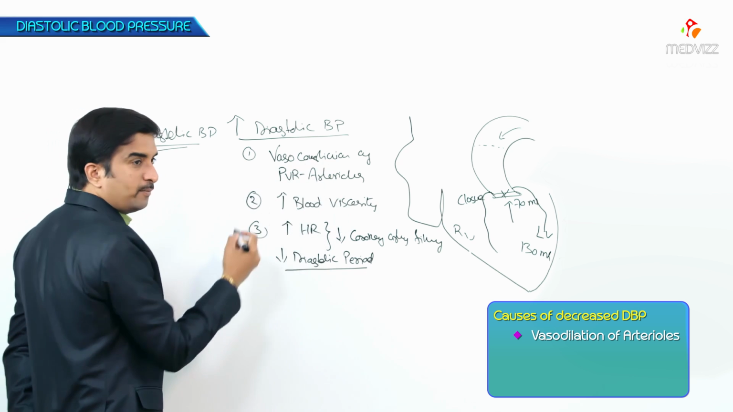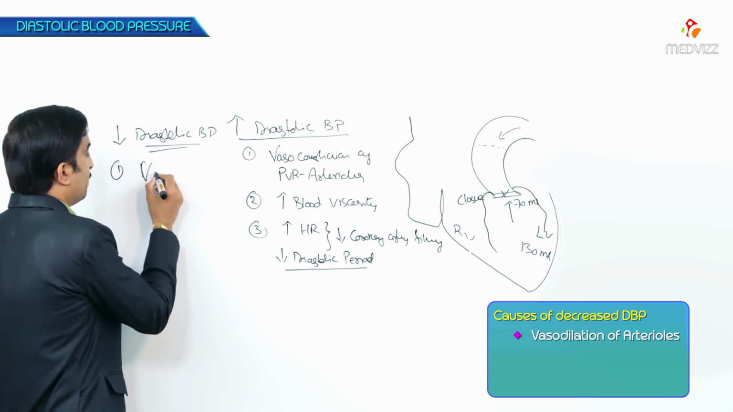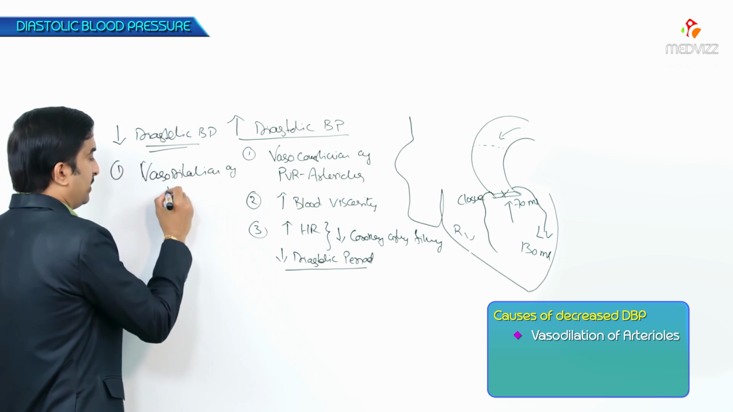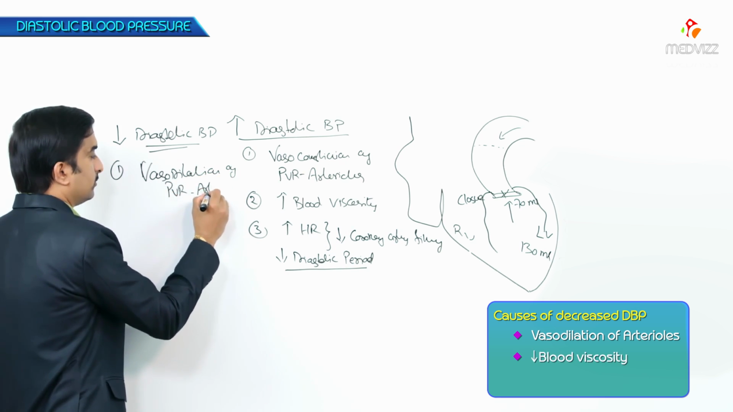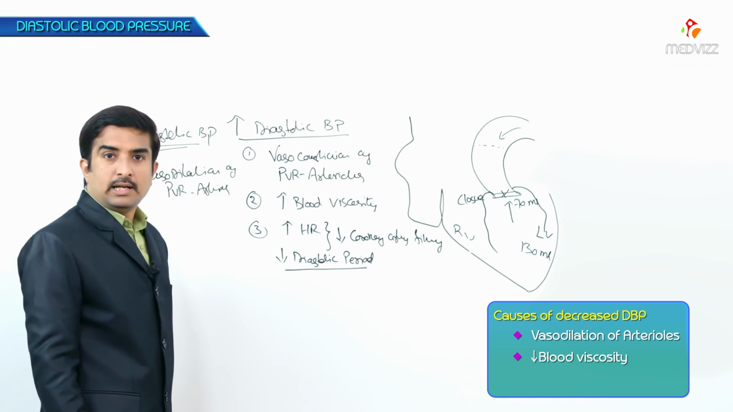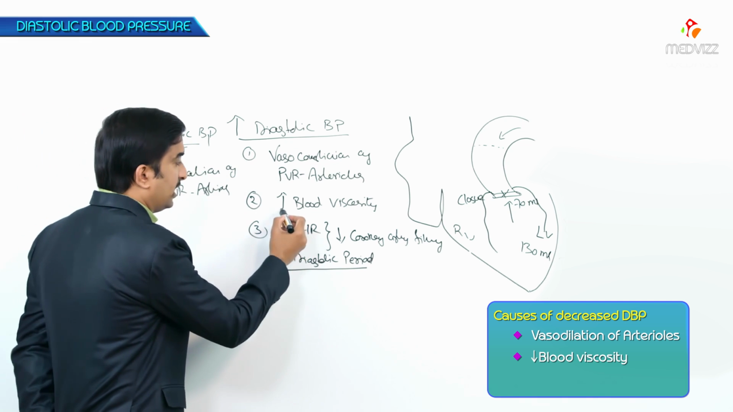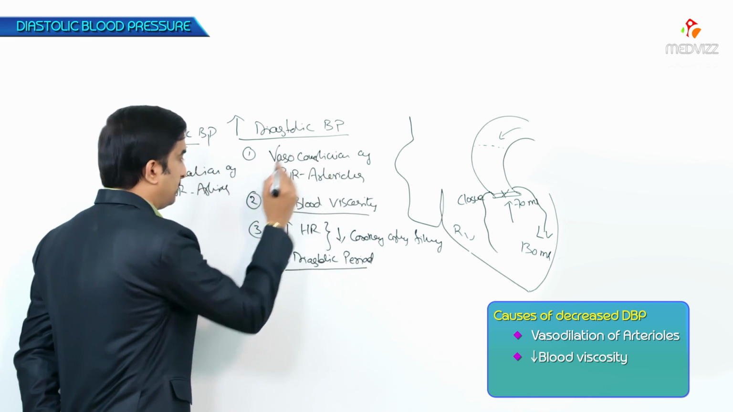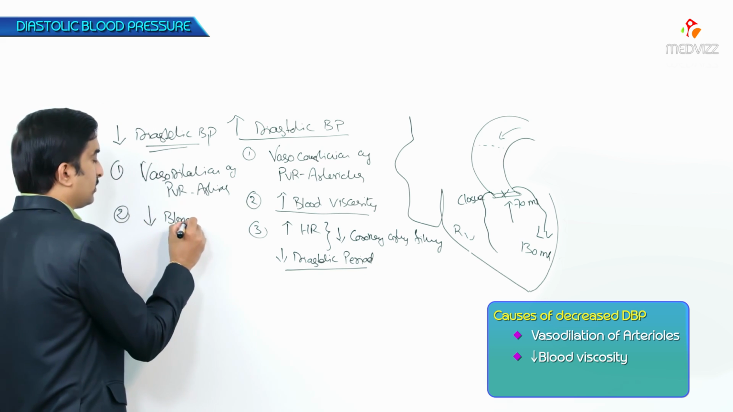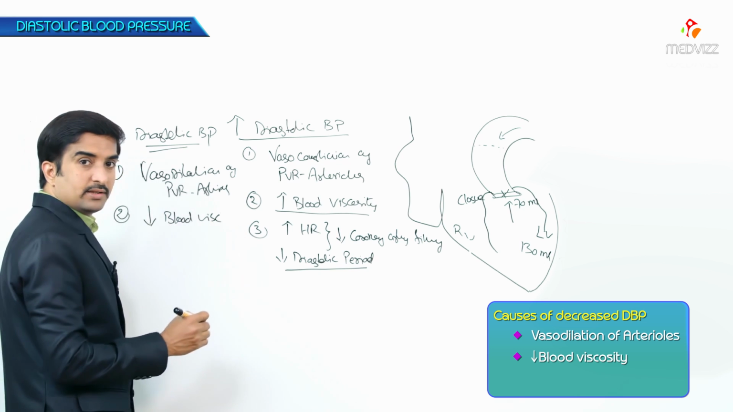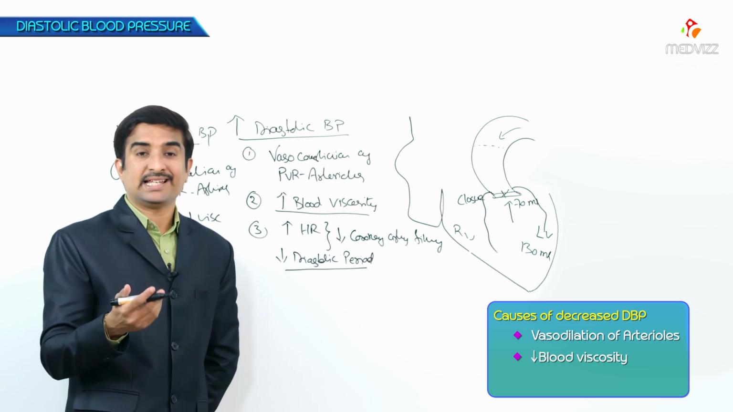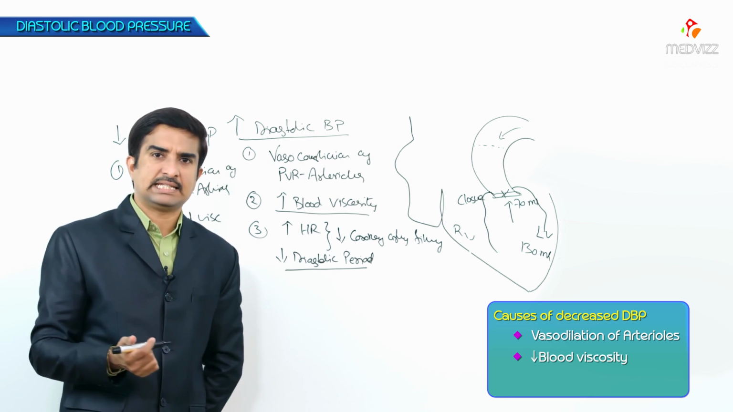Here, vasoconstriction of peripheral arterioles increases it; here it is the vasodilation of peripheral vascular resistance arterioles that causes decrease in the diastolic BP. The second is decreased blood viscosity, as in severe anemia, because whenever the blood viscosity is increased, diastolic BP increases. In the same way, whenever the blood viscosity decreases, remember that diastolic blood pressure decreases. Examples are severe anemia, and the best example is sickle cell anemia.